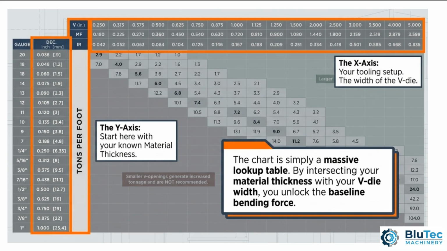On many charts, the optimal values are highlighted in colored boxes, which typically indicate where the inside bend radius matches the material thickness. Keep in mind that using smaller V openings will increase the required tonnage and is generally not recommended, while larger V openings will decrease the tonnage.